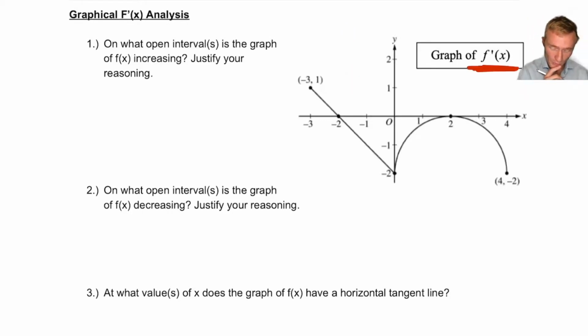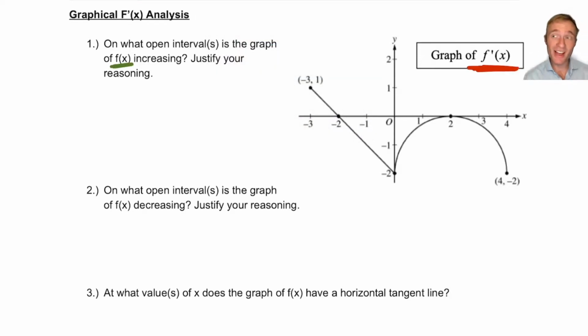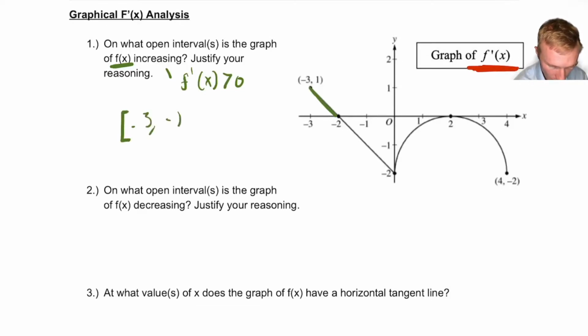And so on what intervals is f of x increasing? This is not a graph of f of x. Well, f of x is increasing when the derivative is greater than 0, and that's just here. That's just from -3 to -2. That's all. -3 to -2, because f prime of x is greater than 0. That's all that's looking for.